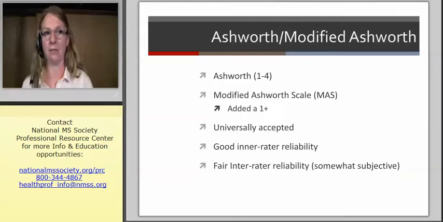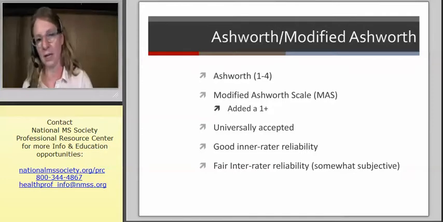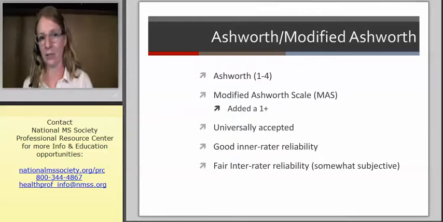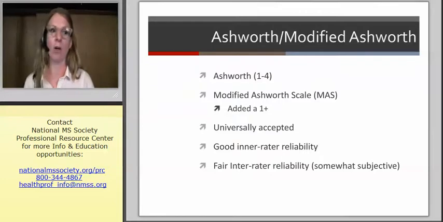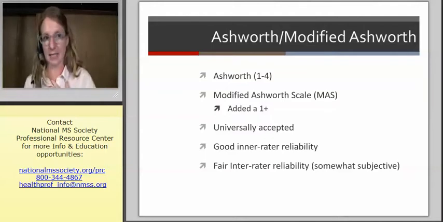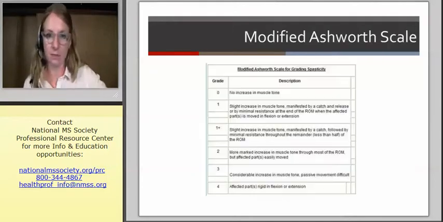But if one of my colleagues goes and measures the spasticity, it gets a little fuzzier. It only has fair inter-rater reliability. So myself measuring my own patients over and over and over again, it's going to be very consistent. If my patients then go to the physician and the physician measures it, there could be more variability there.